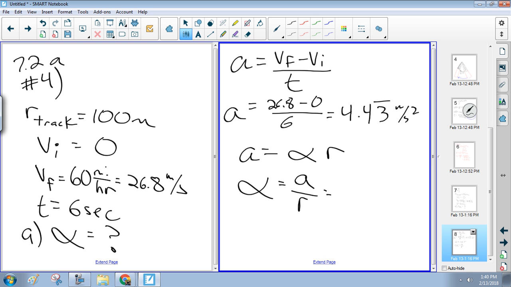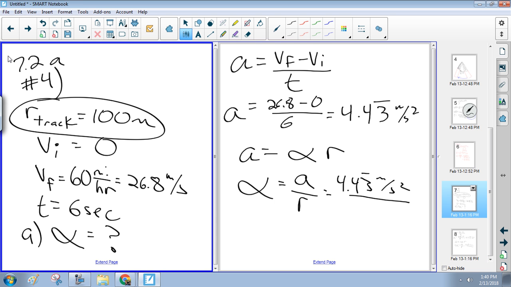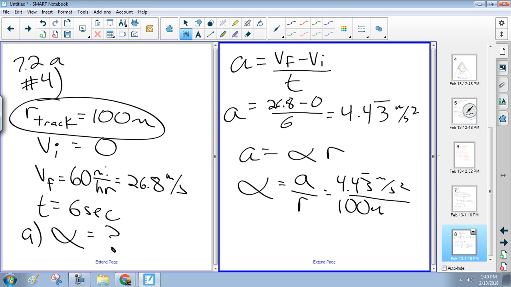So, the acceleration of the car is 4.43 meters per second squared, and it's driving around a track with a radius of 100 meters. So divide that, and you get 0.0443 radians per second squared. Good? Any problems with that?